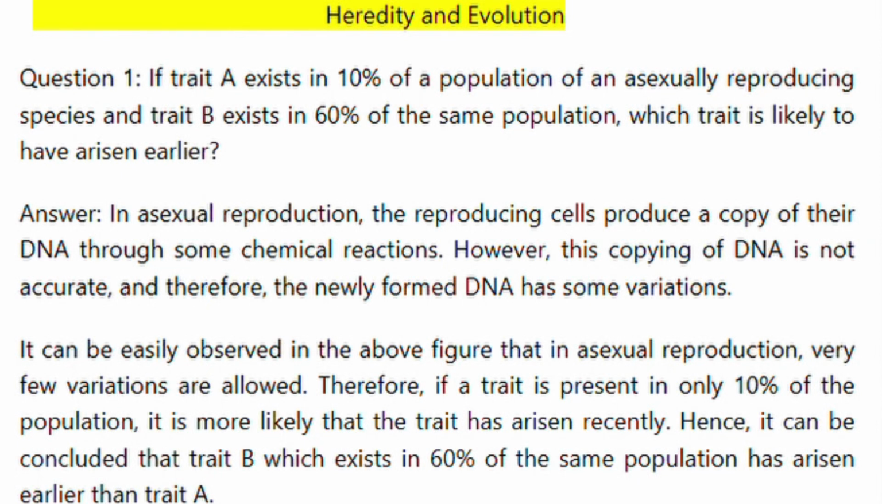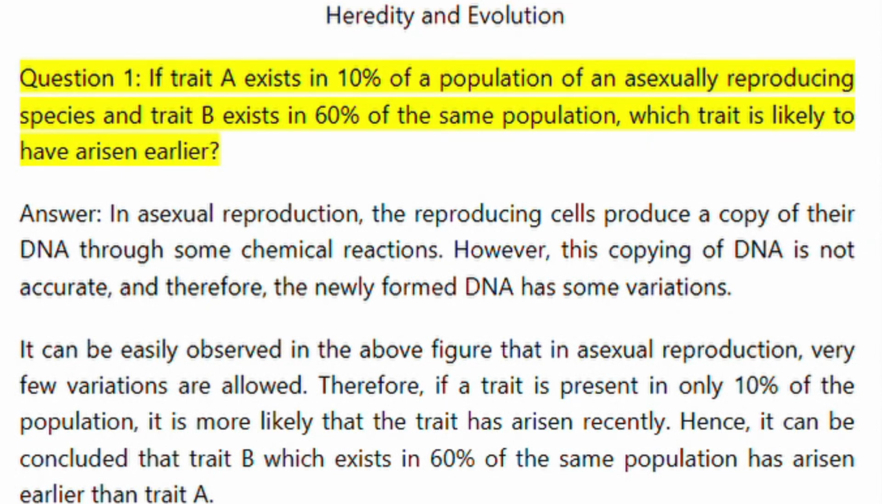Heredity and evolution. Question 1. If trait A exists in 10% of a population of an asexually reproducing species and trait B exists in 60% of the same population, which trait is likely to have arisen earlier?